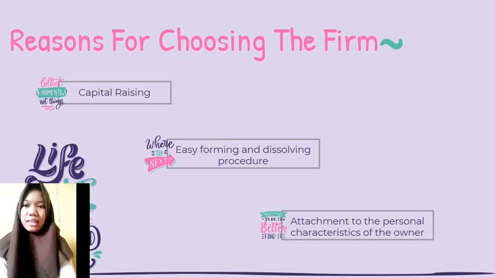The last is attachment to the personal characteristic of the owner. The condition of a firm is very dependent on the personal characteristic and the ability of the owner in managing it. Thus, the personal advantages inherent in the owner are one of the important keys to the success of a firm.